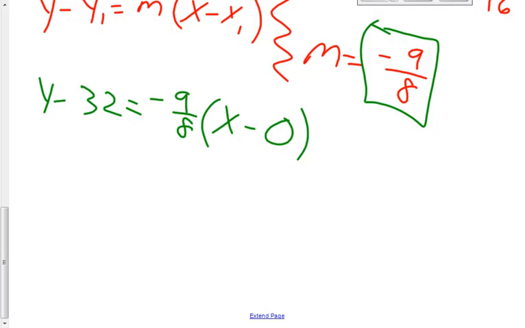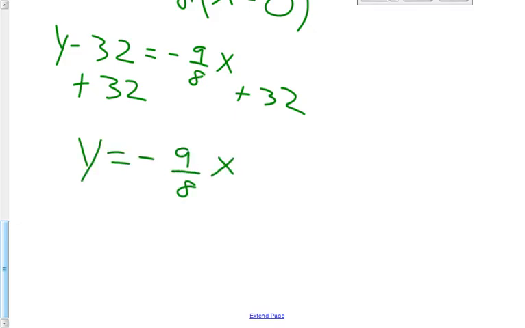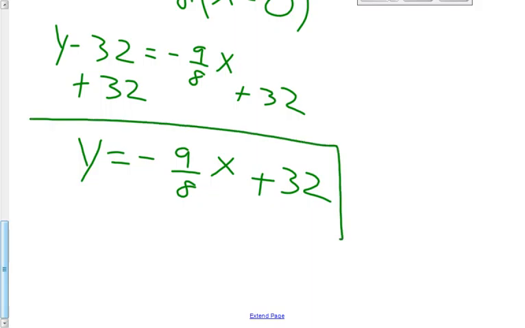So let's get it into y equals mx plus b form. First, by distributing that negative 9/8, y minus 32 equals a negative 9/8 x plus 0. So just negative 9/8 x. And then we have to get y all by itself, so let's add the 32. And we have y equals a negative 9/8 x plus 32. I believe Excel Math has this for their answer, y equals mx plus b form.